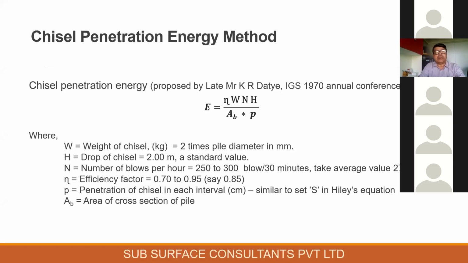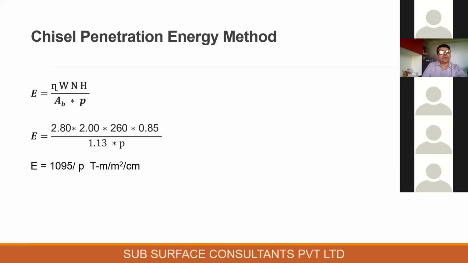Then P is the penetration of chisel in each interval, similar to S in the Hiley equation we saw just now, and AB is the cross-section area of the pile. Now I've just put these values in this equation for a 30 minutes time interval, and I come up with the answer: 2.8 is the weight of chisel, into 2 meters is the drop, into 260 blows, into 0.85 is the overall efficiency I've selected. And because it is a 1.2 meter diameter pile, I've taken 1.13 as the cross-section area. So what I see here is that E is equal to 1095 divided by P.